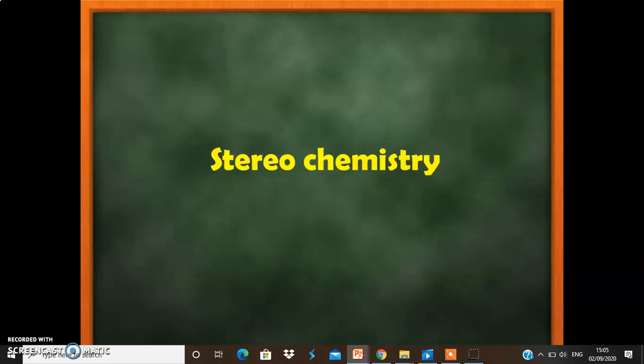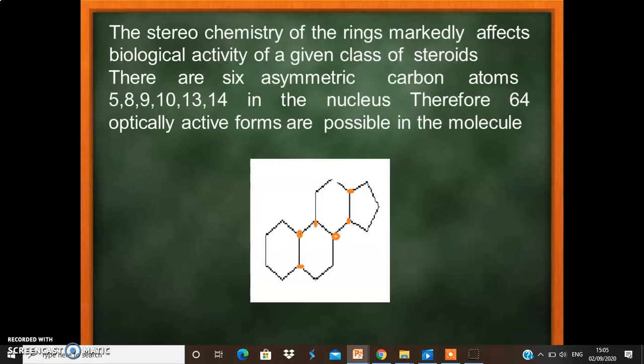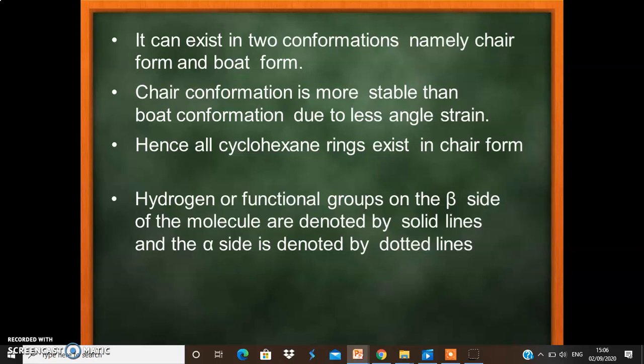17 carbon as gonane. Now, the stereochemistry of the rings markedly affects the biological activity of a given class of steroids. There are 6 asymmetric carbon atoms: 5, 8, 9, 10, 13, and 14. The nucleus therefore gives 64 optically active forms. It can exist in two conformations, namely chair and boat. The chair conformation is more stable than the boat conformation due to less angle strain. Hence, all cyclohexane rings exist in the chair form.